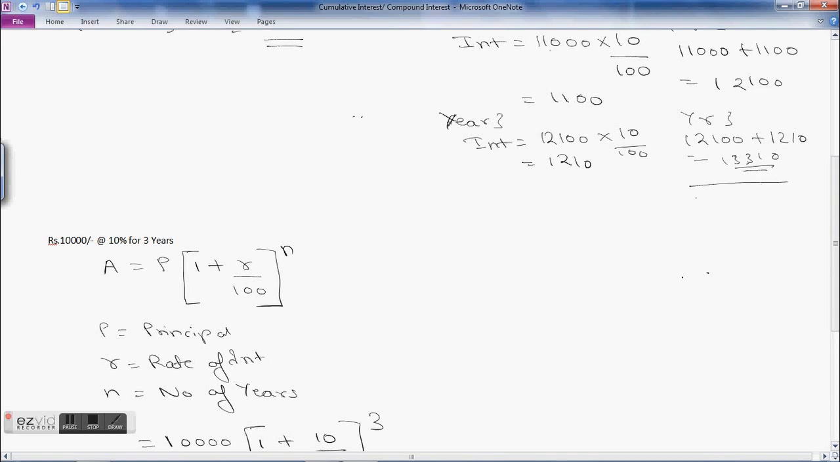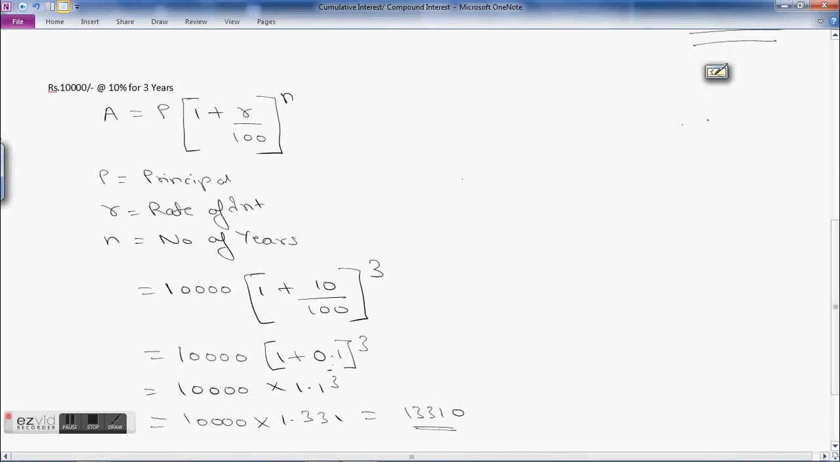At the end of year 3 we are getting an amount of 13,310. How do we calculate the total interest amount? The interest amount is the amount received minus the principal, that is 13,310 minus 10,000, so 3,310 is the total interest that is received. Now if you see this formula, A is equal to P into 1 plus R divided by 100, the whole raised to n.